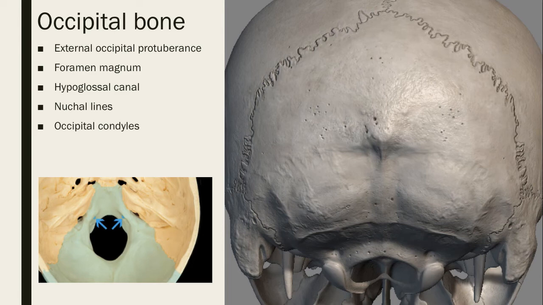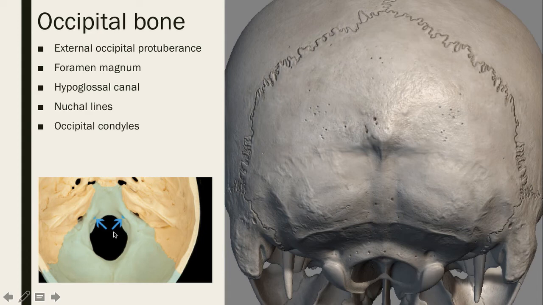The foramen magnum is this big hole right here underneath the skull where your spinal cord comes through into your skull. The hypoglossal canal is kind of on the inside of the foramen magnum. It's tricky to see, but it's right where these little blue arrows are pointing to that highlighted little blue dot. There's a hole right there on both sides. It's called the hypoglossal canal.